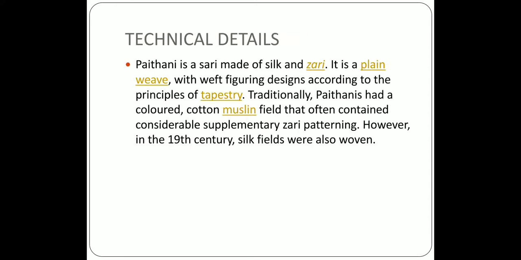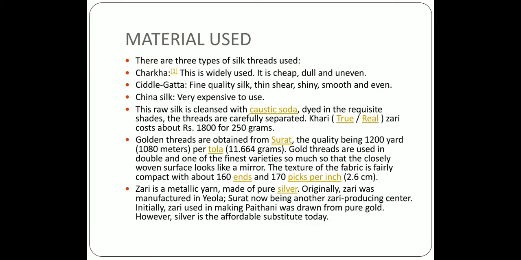So, the technical details of the Pethani sari. It is made of silk and zari, plain weave with weft figuring designs according to the principle of tapestry. Traditionally, Pethanis had a colored cotton muslin field that often contained considerable supplementary zari patterning. However, in the 19th century, silk fields were also woven.